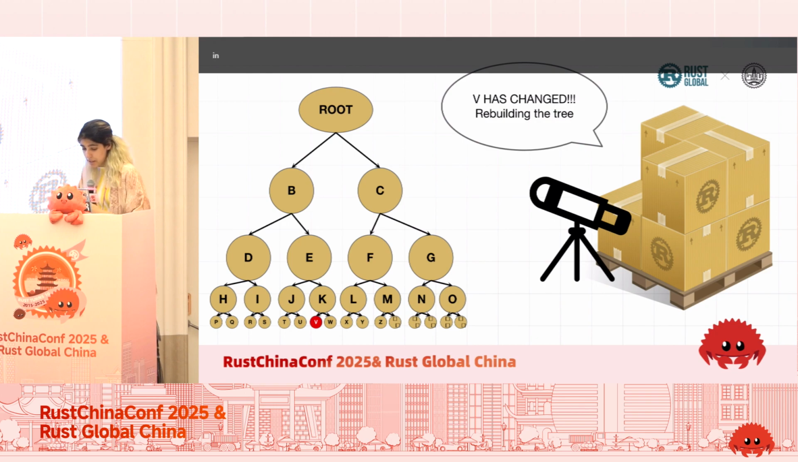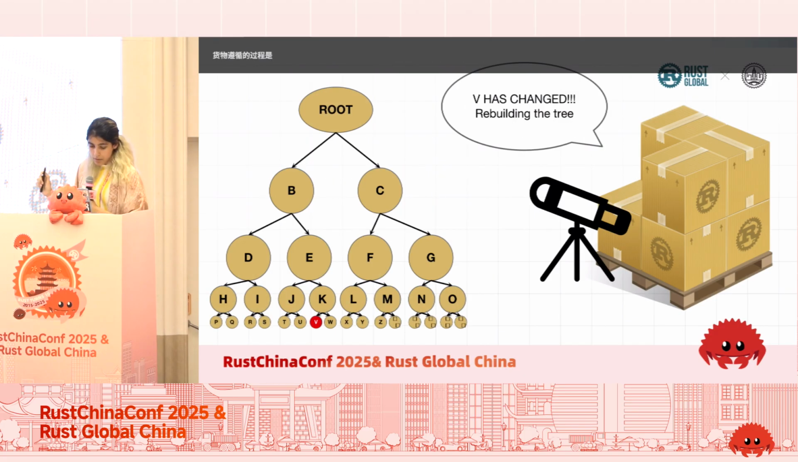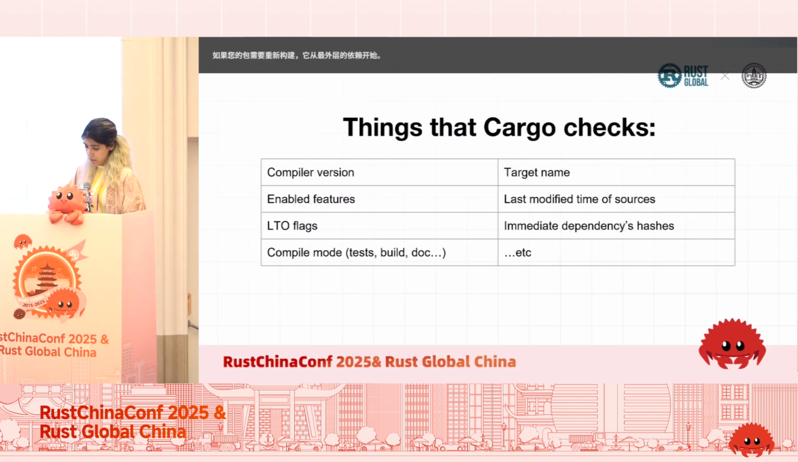So, as you may know, crate dependencies are not handled by the Rust compiler itself, but by Cargo. Cargo orchestrates package compilation so that every package has its dependencies ready when it's time to compile it. The process that Cargo follows to check if your package needs rebuilding starts from the outermost dependencies, so from V. Cargo checks if these dependencies have changed in any way, and if so, they are rebuilt.